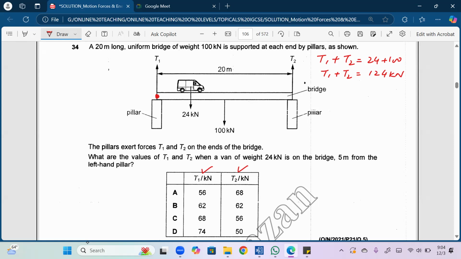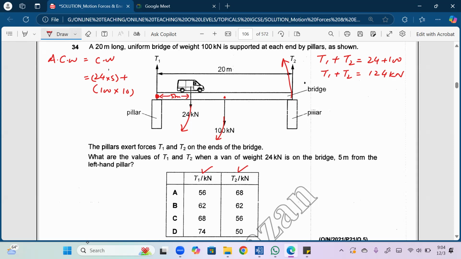The examiner is saying the van is 5 meters from the left-hand pillar. So this is equal to 5 meters. Can I say this is going to produce a clockwise moment? This is going to produce a clockwise moment and this is going to produce an anti-clockwise moment. So clockwise must be equal to anti-clockwise. So clockwise are 24 times 5 plus, because this is the center of gravity, exactly in the center, so this is 100 times 10.